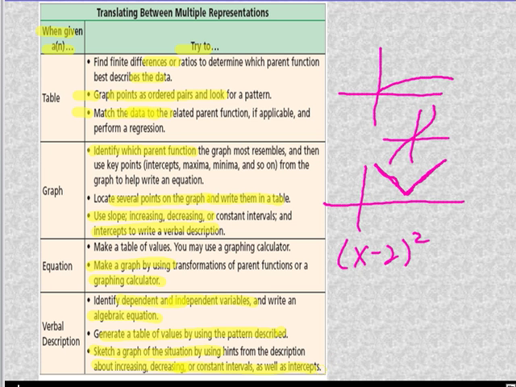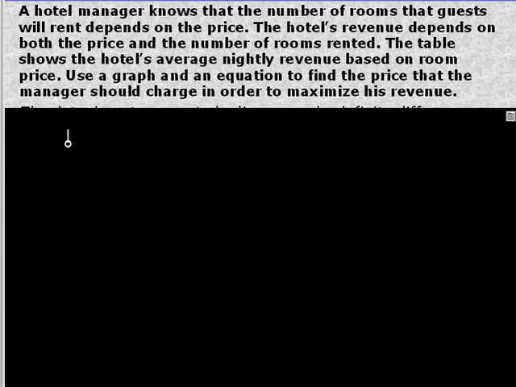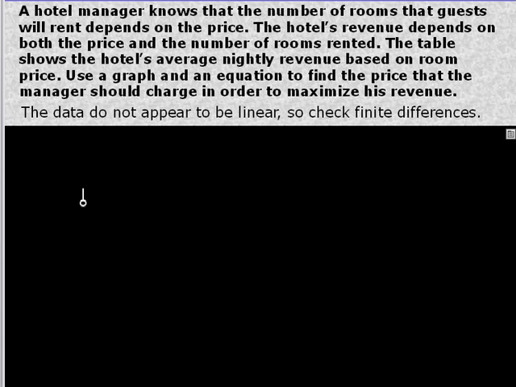Last thing, I'm going to give you a problem that I'd like you to do. So a hotel manager knows the number of rooms that a guest will rent depends on the price. The hotel's revenue depends on both the price and the number of rooms rented. The table shows the hotel's average nightly revenue based on price. Use a graph and equation to find the price that the manager should charge in order to maximize his revenue.